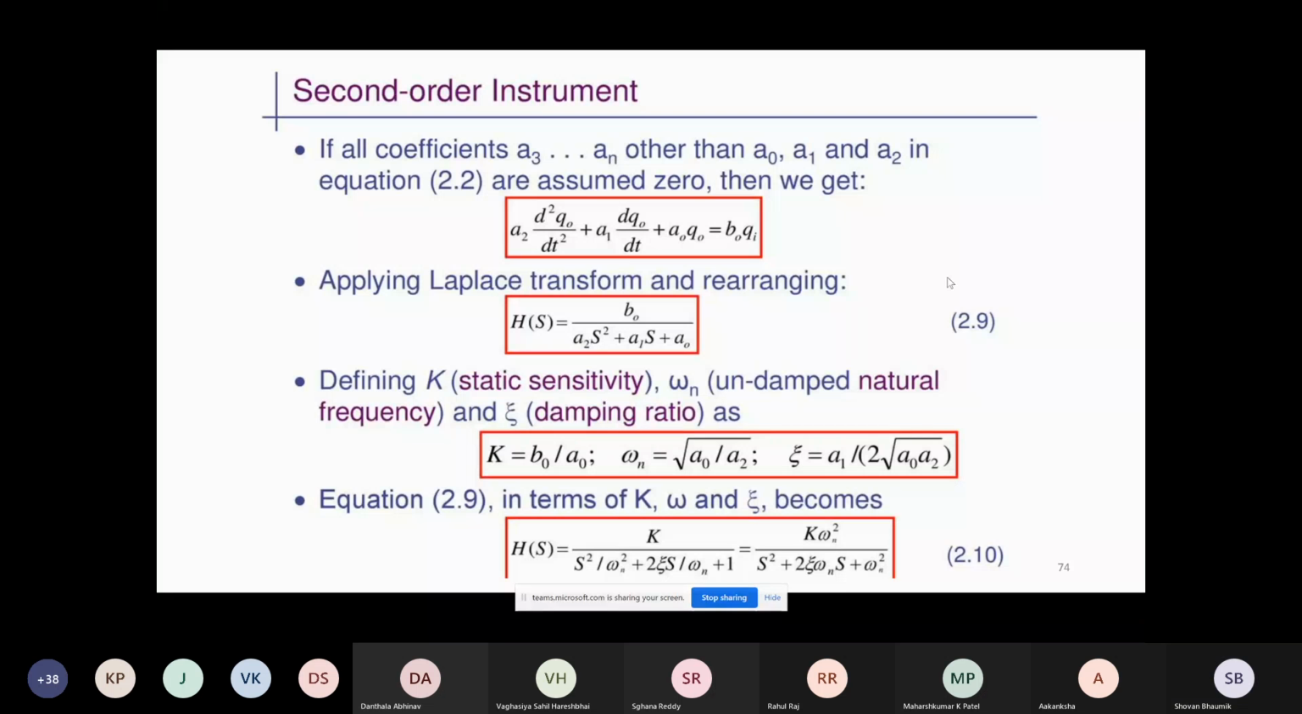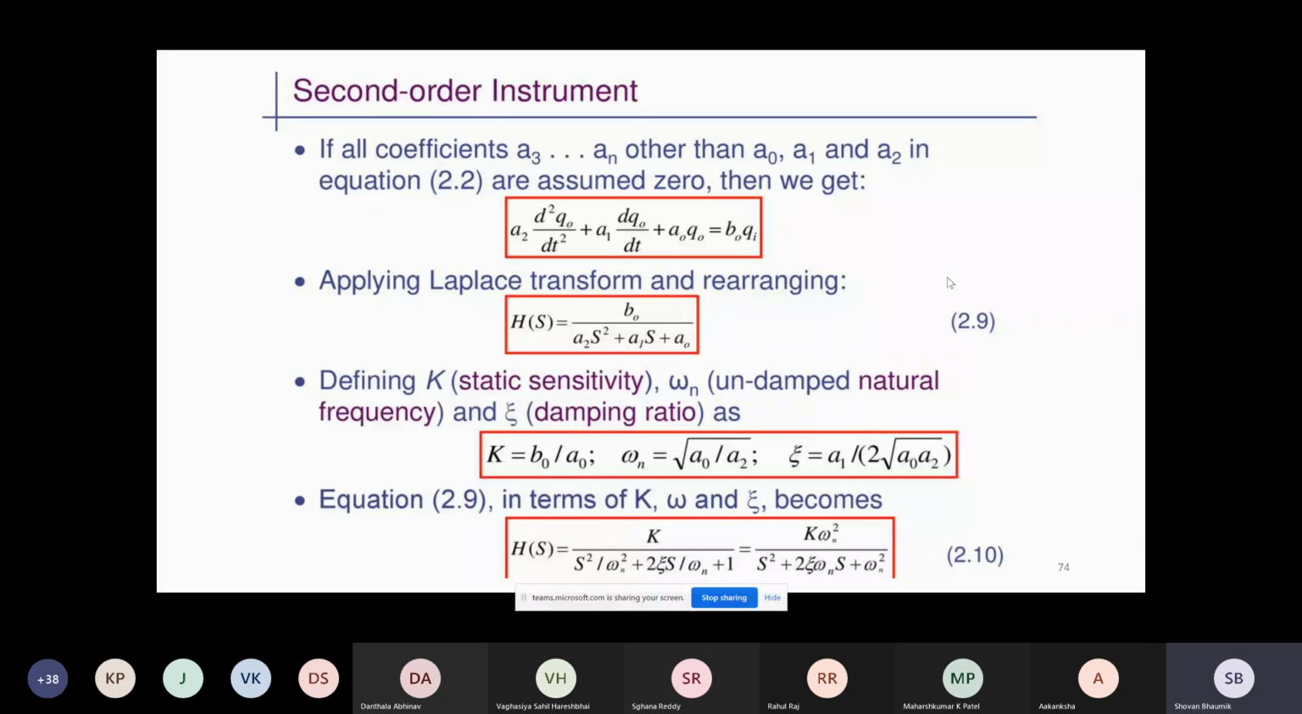You can write it like so. In a second order system, you have three constants. One is b0 by a0, another is a2 by a0, and another is a1 by a0. So b0 by a0 we again call the static sensitivity, which represents the gain in the steady state.